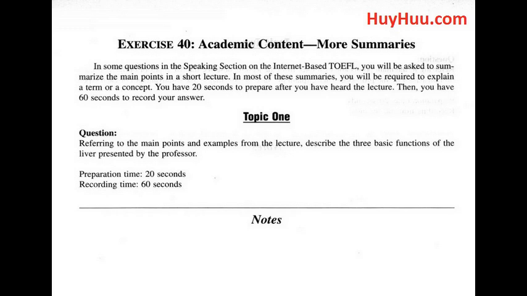So that brings us to our discussion of the liver, the largest internal organ in the human body. As you already know, it's part of the digestive system, and it performs more than 500 functions. Today we'll talk about the three primary functions of the liver. First, the liver functions as a storage system.